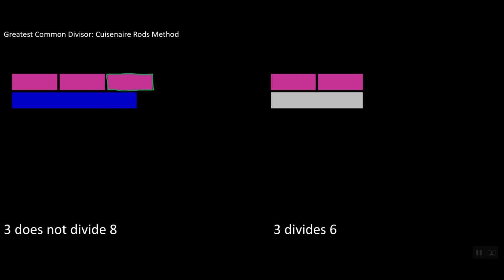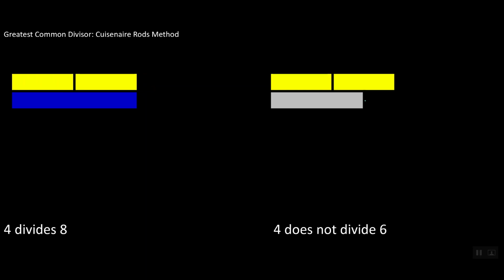Looking at 3 with the 6, we can see that 3 does divide 6 because the rods line up evenly. 4 divides 8 because the yellow 4 rod matches up. 4 does not divide 6. The same problem we had with the 3 pinks and the blue 8, we have here with the 4 yellow and the gray 6. They don't match up, so we know that 6 does not have 4 as a divisor.